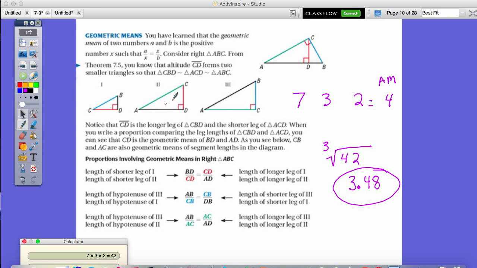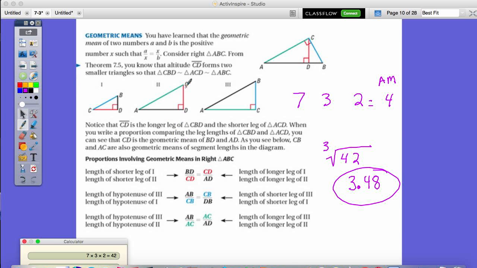What's going to happen for our problems basically is this geometric mean is going to represent one dimension in one triangle and then a different dimension in a different triangle. So we have triangle A, B, C. We drew an altitude, and as we learned earlier in this lesson, we're now going to have three similar triangles, and we've orientated them and moved them out here for you. So A, B, C is the original triangle. C, B, D is the smaller of the two triangles that were created, and A, C, D is the larger. And there's a lot of proportions involving geometric means in that.